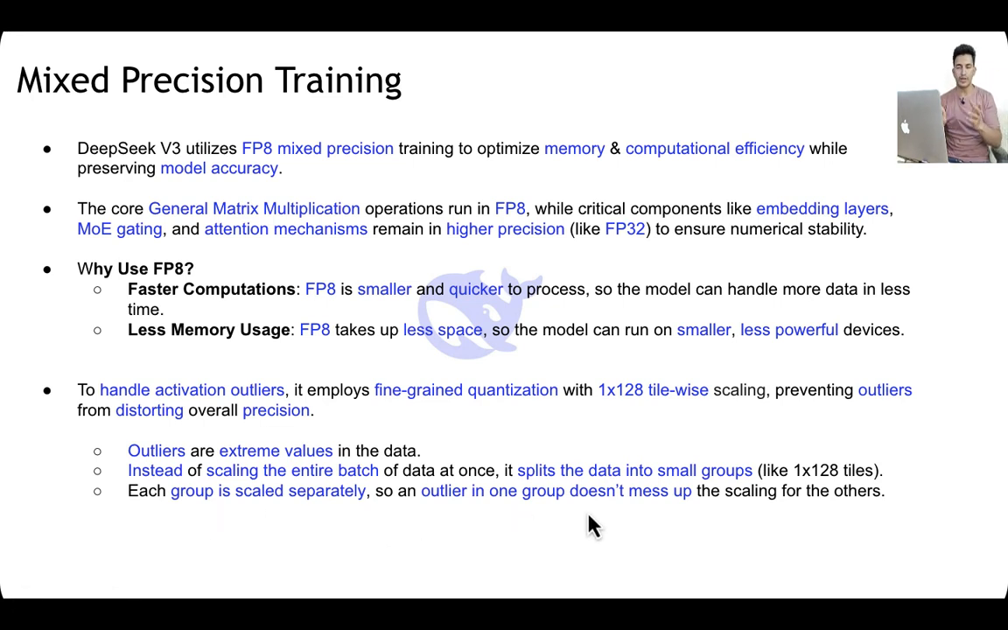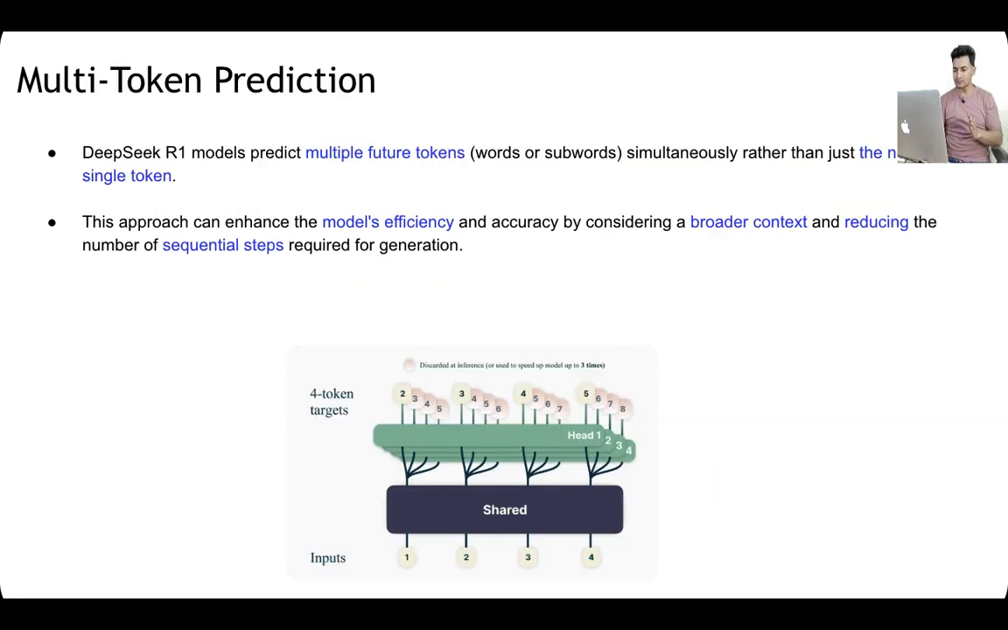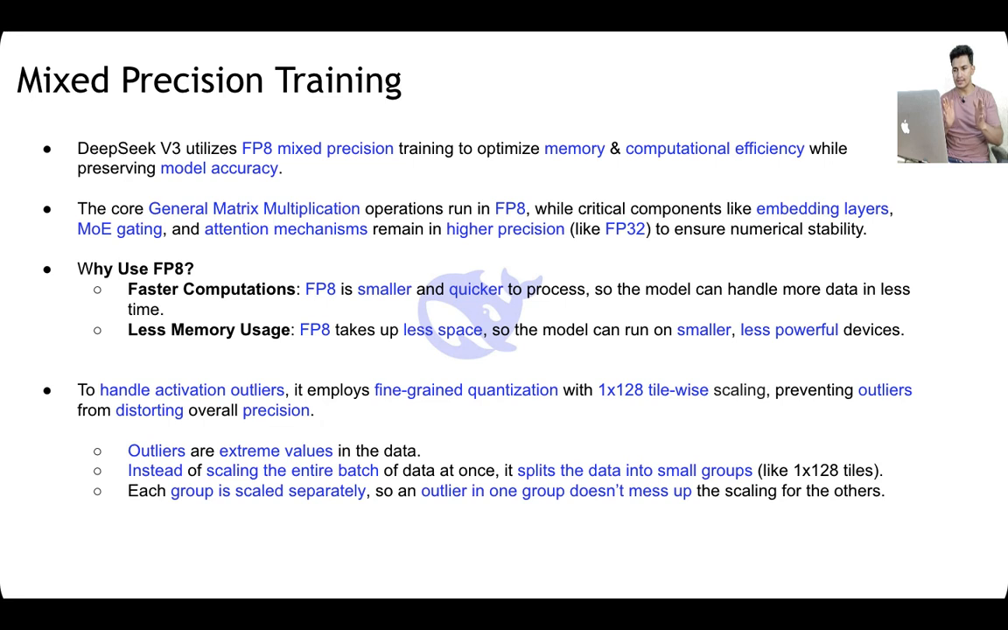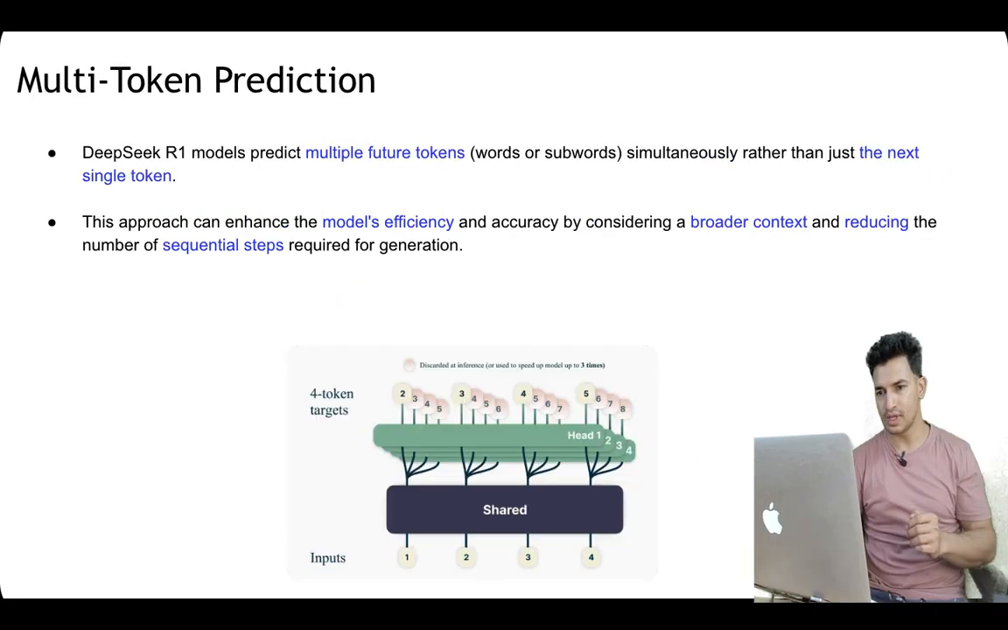So this is one more technique they used, and they used mixed precision training. What happened because of that? Some of the layers took less space because FP8 quantization uses less memory and is faster, and some very critical components like the embedding layer, mixture of experts gating, and attention mechanism were done in higher precision, which is FP32. In this way they were able to get good results, as well as cost efficient and parameter and computation efficient training. Next optimization they did was multi-token prediction.